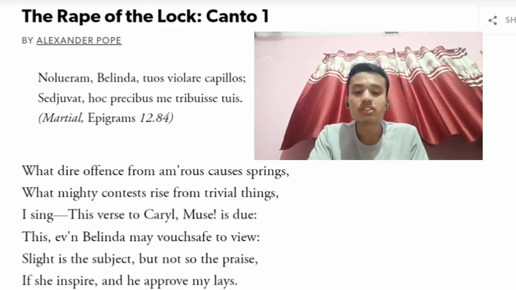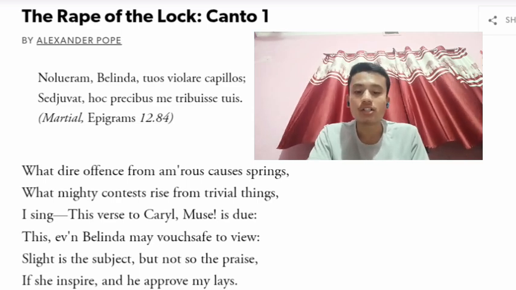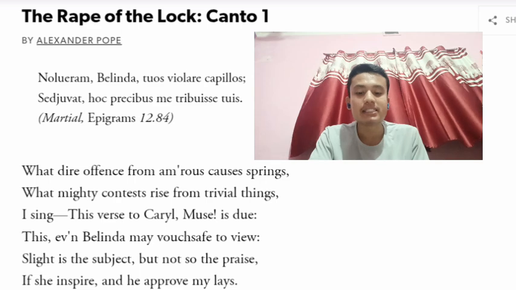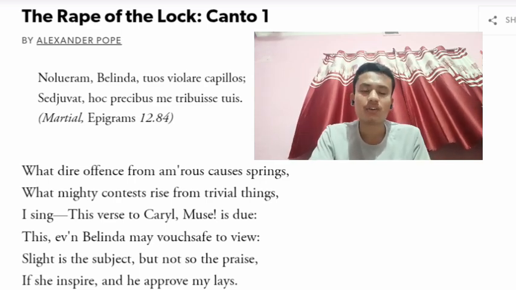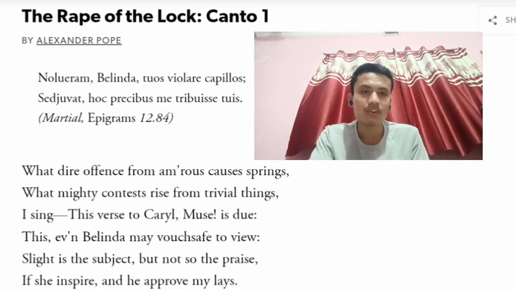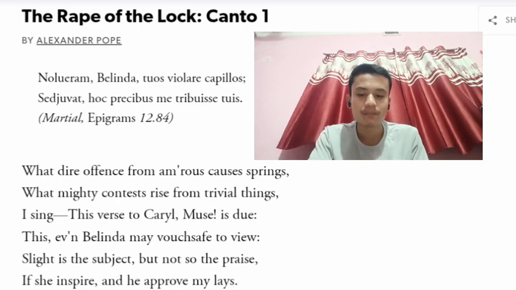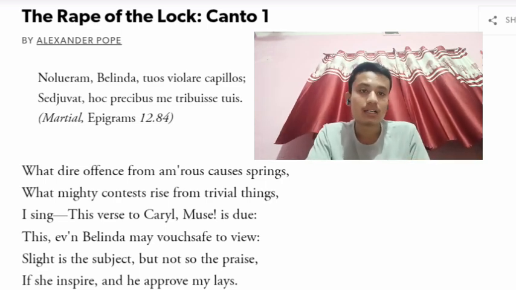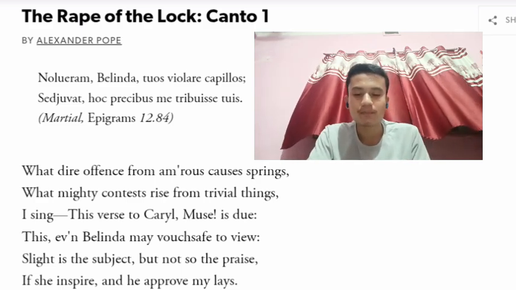What mighty contests rise from trivial things? Here contests refer to conflict or fight. What mighty conflict or fight rises from trivial things? Trivial means, as I've told you, a thing which does not have any great significance, lower things. Yet what mighty, what big fight is created from only trivial things?